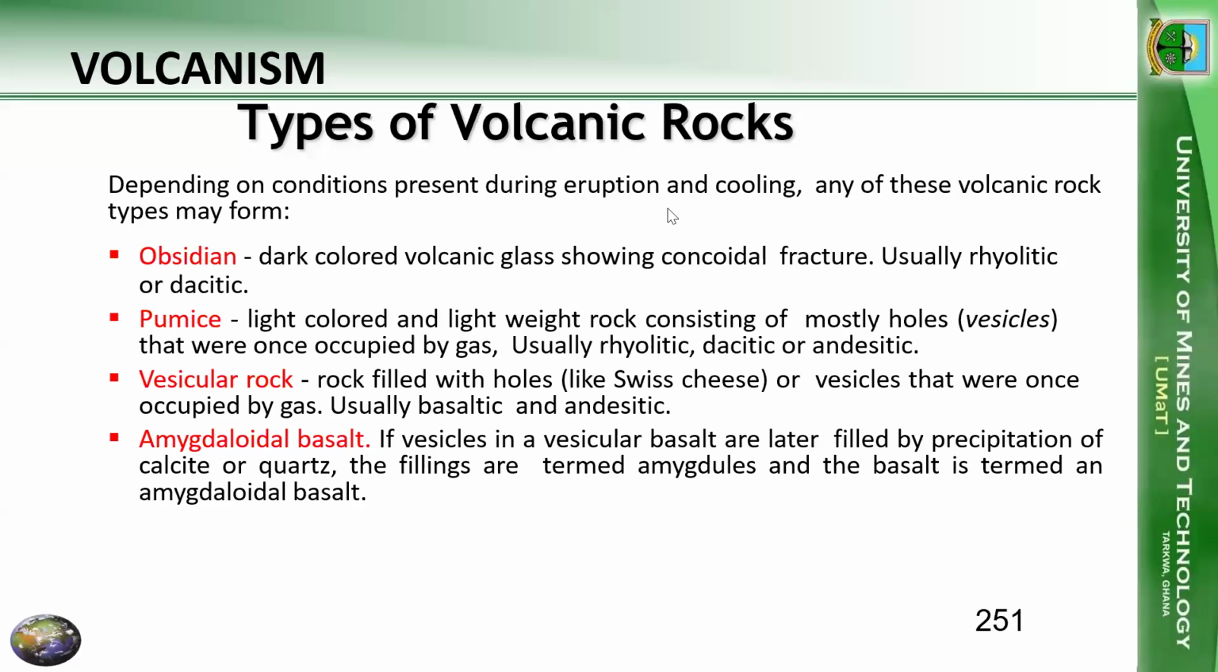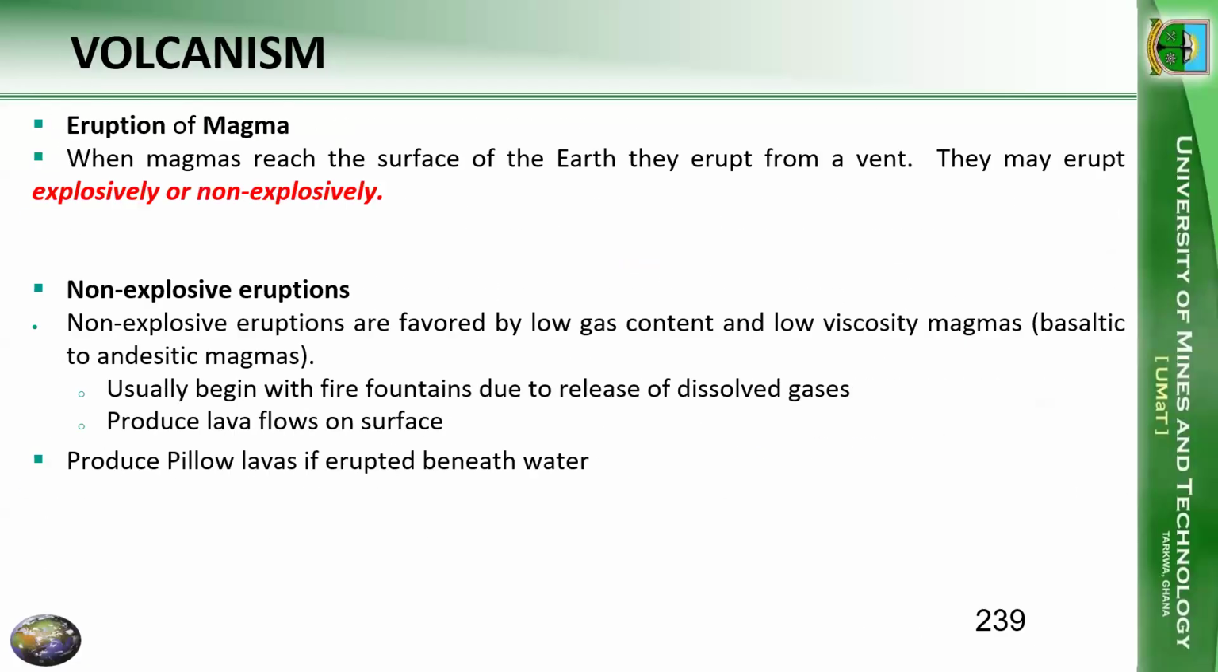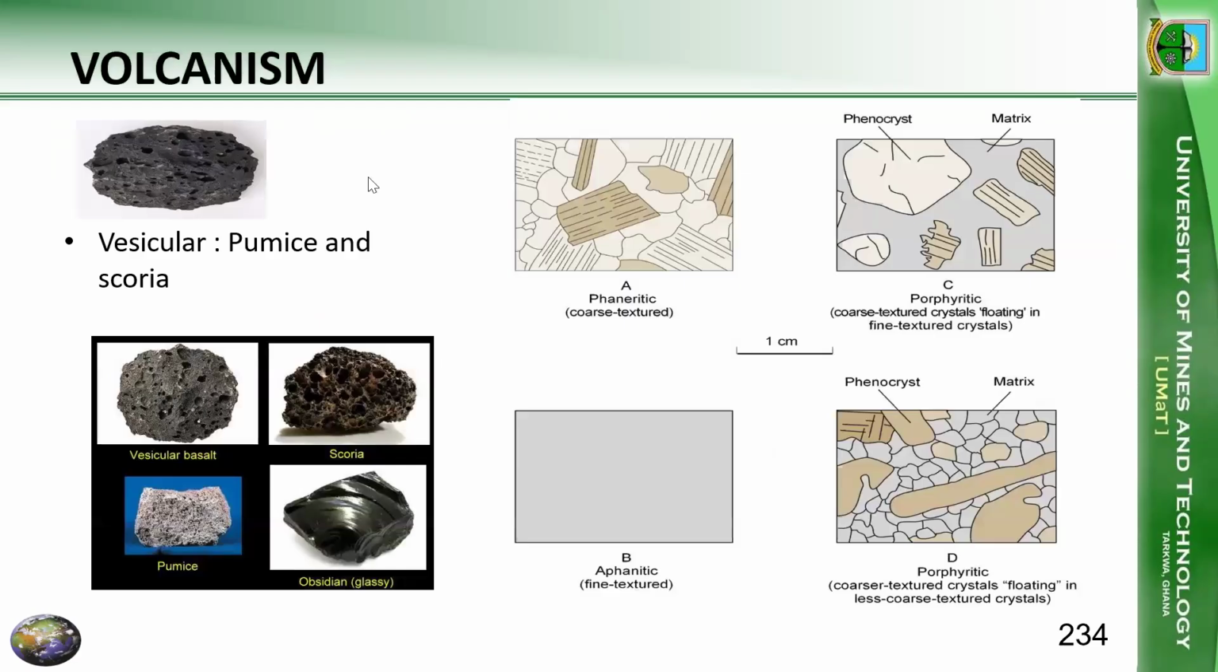As far as the types of volcanic rocks are concerned, we can talk about obsidian, pumice, vesicular rock, and then the amygdaloidal basalts. When we say an amygdale, it simply means that we have a rock with holes. And when these holes are filled, the fillings are termed amygdales. So the rock with holes is what? It's a vesicular basalt, for instance.